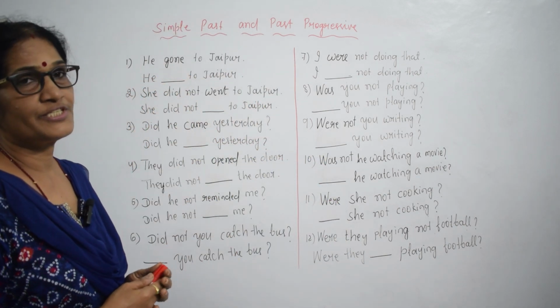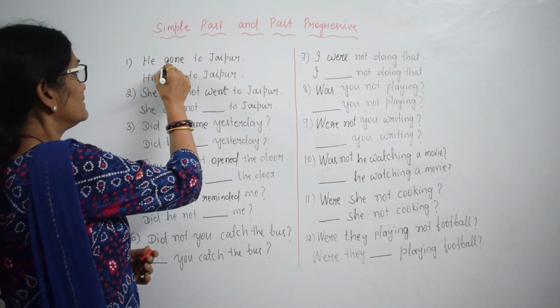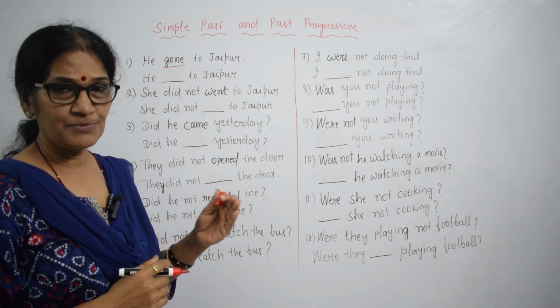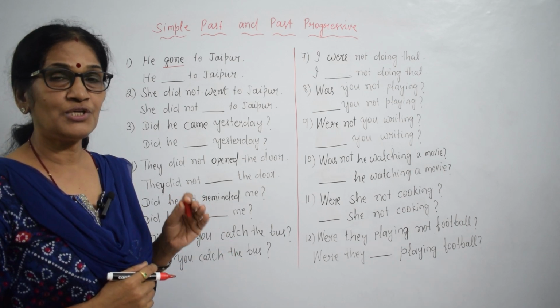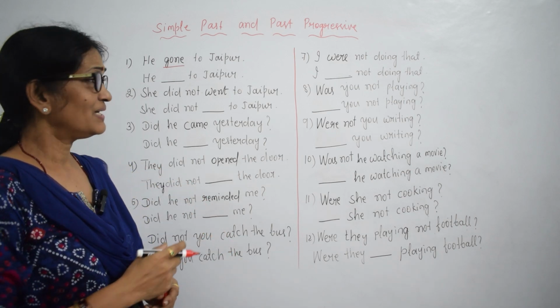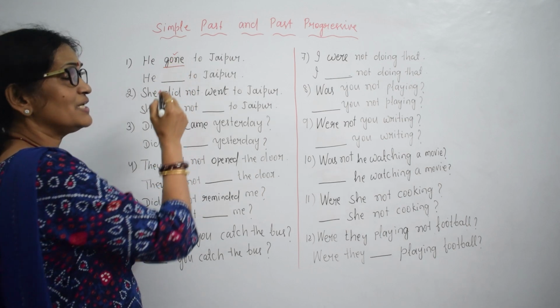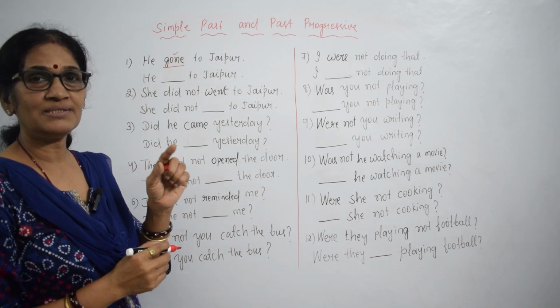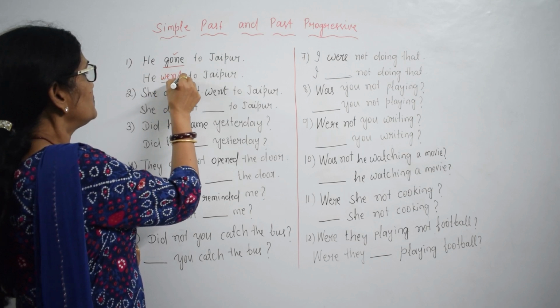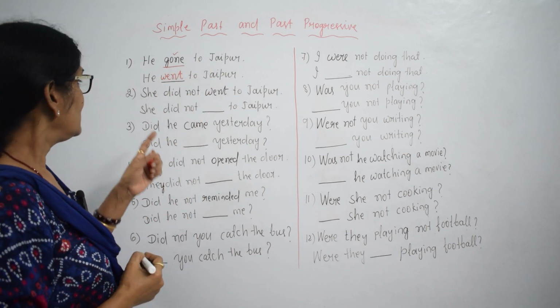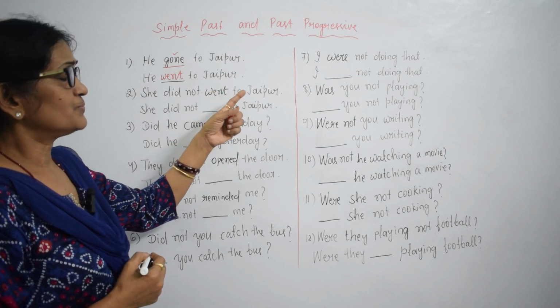He gone to Jaipur. Here, gone is the past participle form of a verb. In simple past, we use the past form of a verb. The past form of go is went. Go, went, gone. So the correct verb is went. He went to Jaipur.